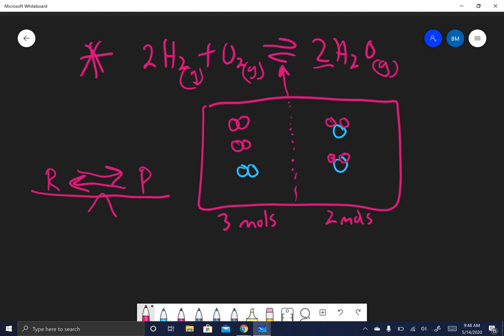So the notes and the rules state if we increase the pressure on this container, what's going to happen is it's going to shift to the right. If we increase the pressure, it will shift to the right. And then the opposite is true. If we decrease pressure, it'll shift to the left.